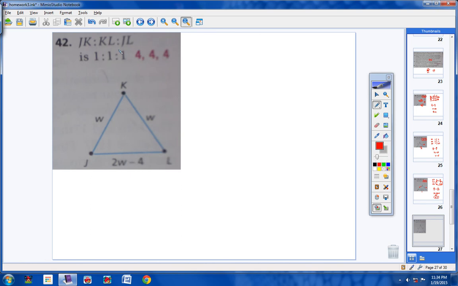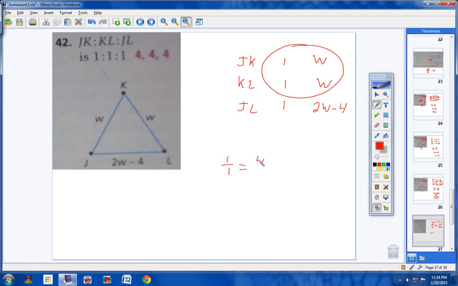Alright, number 42. Alright, here we go, students. Let's be very careful here. I have JK, KL, and JL. Alright, and the ratio is 1, 1, 1. JK is W, KL is W, and JL is 2W minus 4. Now, once again, let's try this right here. Watch what happens. Remember, you get 1 over 1 equals W over W.